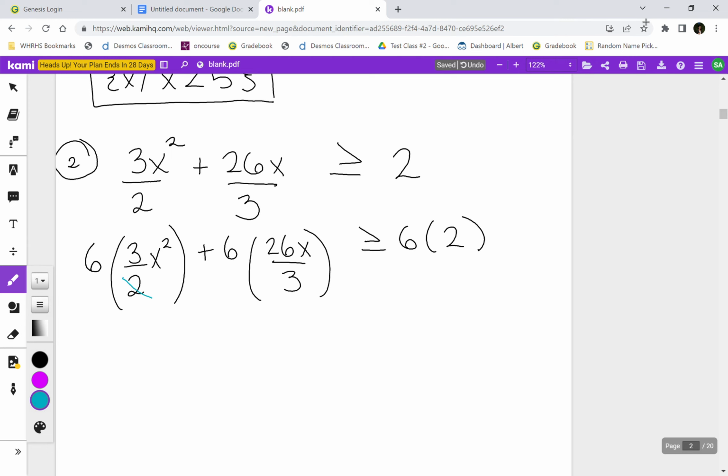We're going to cross simplify. 2 goes into 6 3 times. 3 goes into 6 twice. 3 times 3x squared is 9x squared. 2 times 26x is 52x, and that is greater than or equal to 12.